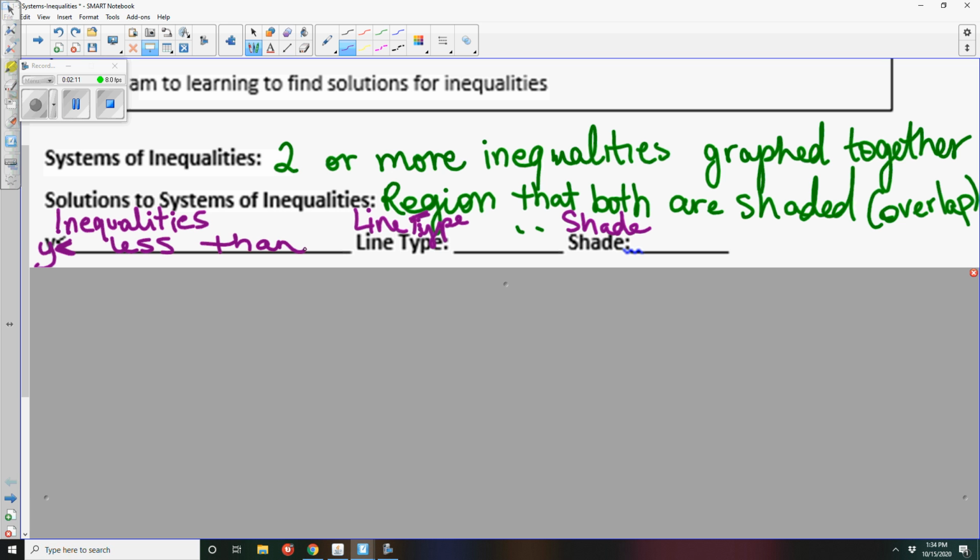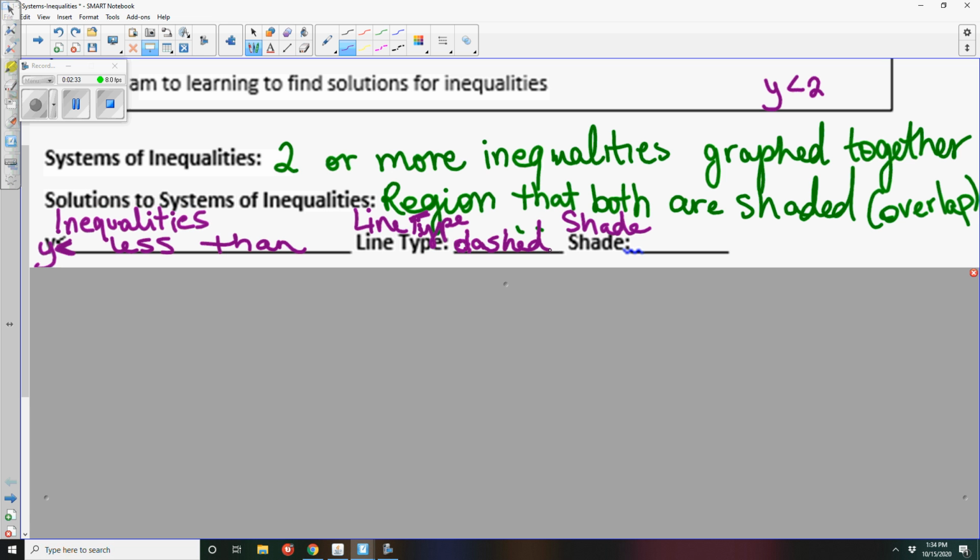Now, does less than include your answer? Like if you were to have y is less than 2, does that include it? No. So that means we're going to have a dashed line or a dotted line, however you like to say it. I say dash, some teachers say dotted. This can be a dashed line because it does not include the line.